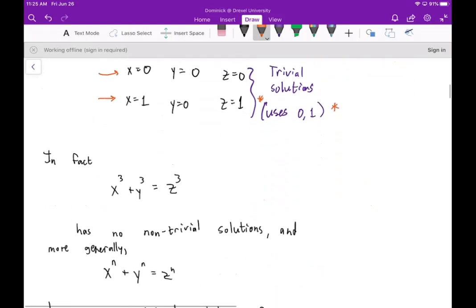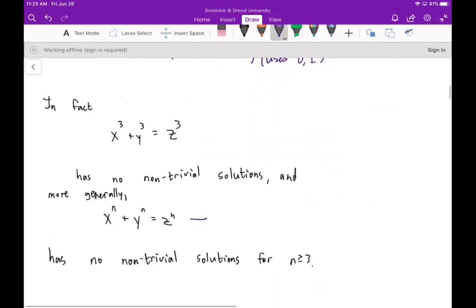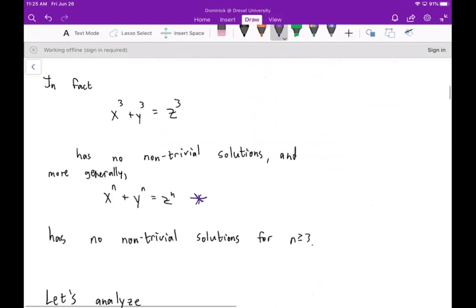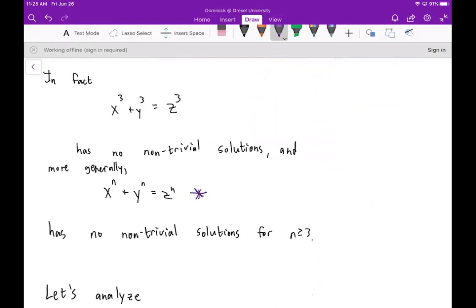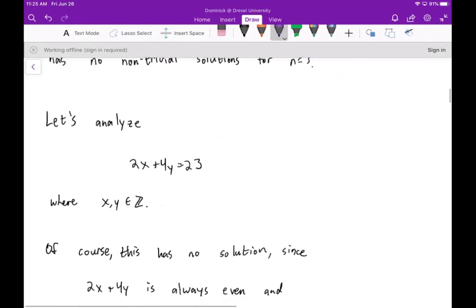Okay. Now, if you look at a similar equation, but instead of squaring your x, y, and z, you're now cubing them, this equation actually has no non-trivial solutions. And even more generally, x to the n plus y to the n equals z to the n has no non-trivial solutions for n greater than or equal to 3. This is known as Fermat's last theorem. Okay, but anyway, let's go back to our regular Diophantine equations.